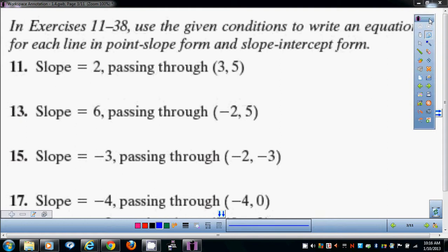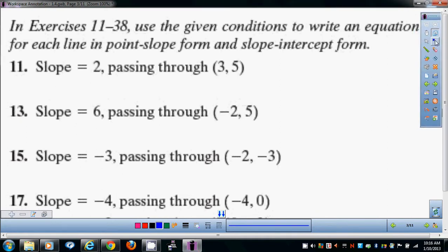Alright, using the given conditions, write an equation for point slope and slope intercept form. Blast from the past stuff you probably haven't heard of in years. Point slope form and slope intercept form. Now, slope intercept is the one I'm sure you're much more comfortable with. Point slope form is when they give you the slope and a point, it's just easier to start with that form as long as you've got it.